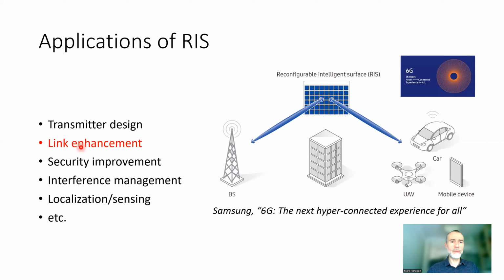The second one, which I'll talk about today, is link enhancement. In other words, making the link stronger, increasing SNR, capacity and so forth. But there are many others, such as increasing physical layer security, doing interference management, multiple access, things like localization, sensing the environment, and even integrated communications and sensing. So it's a very flexible technology. There are many use cases for this.